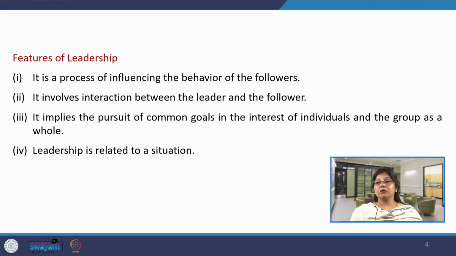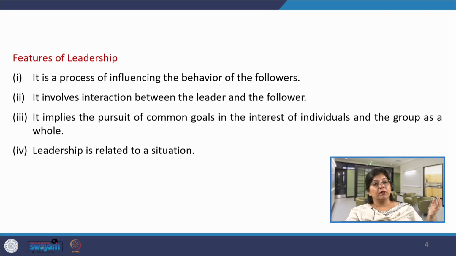So, what are the features of leadership? When we are talking about so many aspects of a leader and leadership, there are certain features which tell us in what manner this process is working in any organization. It is a process of influencing the behavior of the followers. It involves interaction between the leader and the follower. It implies the pursuit of common goals in the interest of individuals and the group as a whole, and it is related to a situation.